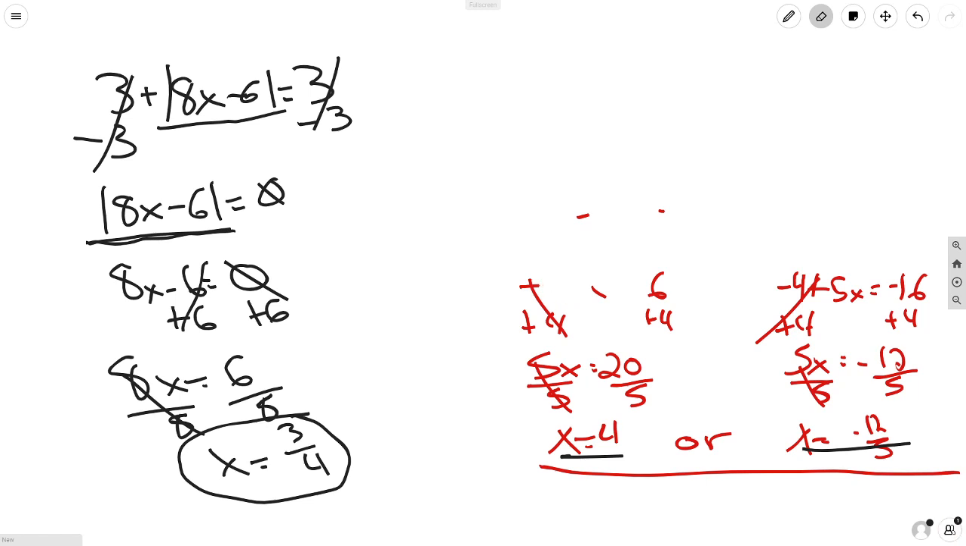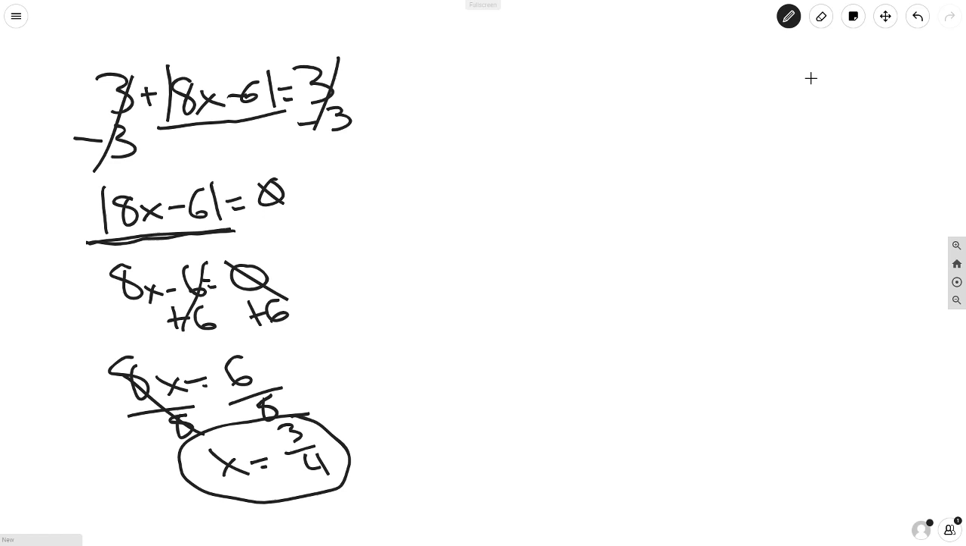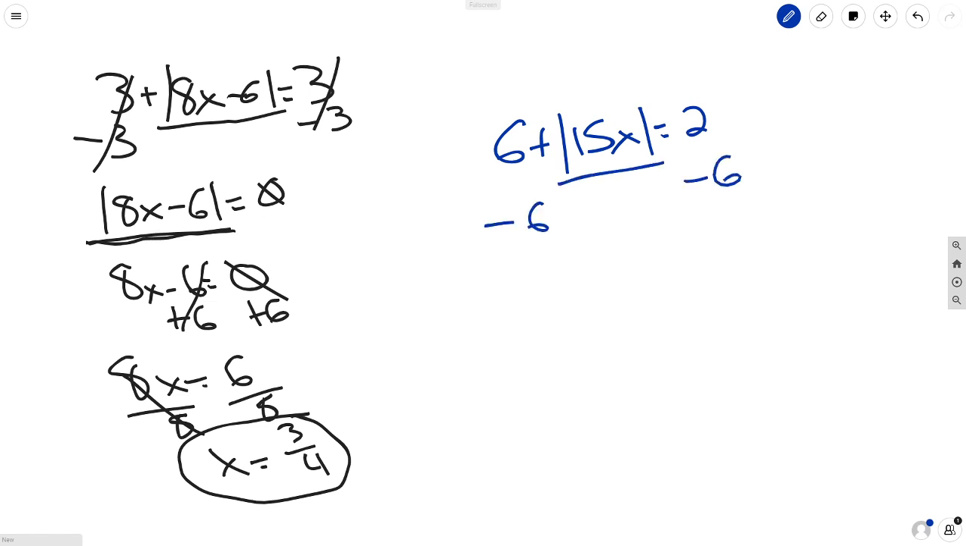Let's look at one more example with this, and then we'll look at inequalities with absolute values. Alright, so now we have, again, we have to isolate the absolute value, get it all by itself. There we go.